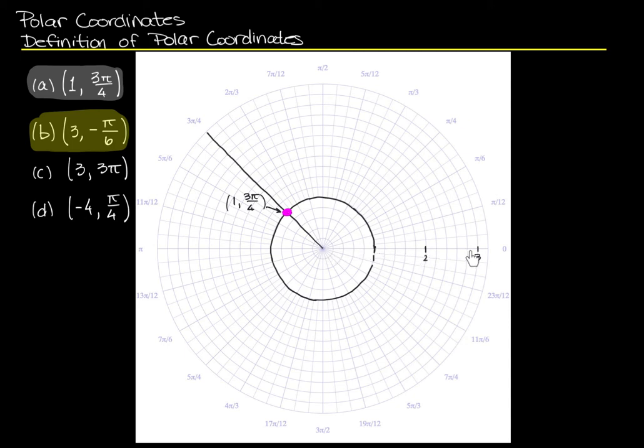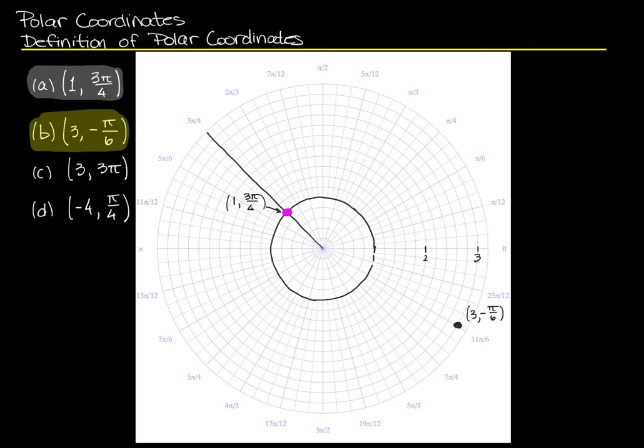If you know what your radius is, and then you can follow the circle around to a distance of pi over 6 radians away from that point, then you're certainly welcome to do it that way. That's where that point would be right there. That is 3, negative pi over 6.